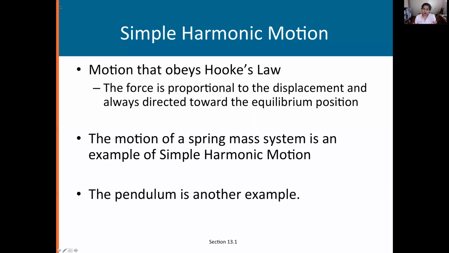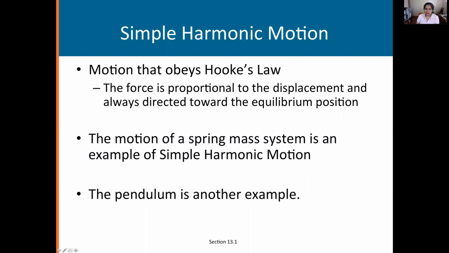So we're going to come to the heart of this chapter, which is simple harmonic motion. Essentially, simple harmonic motion is any motion that follows Hooke's law. Okay, so Hooke's law is completely crucial to simple harmonic motion. One of the examples of simple harmonic motion would be the spring mass system, either horizontally on a frictionless surface or vertically, since it then follows Hooke's law and hence demonstrates simple harmonic motion.